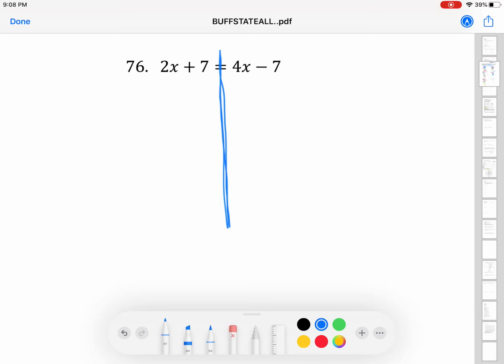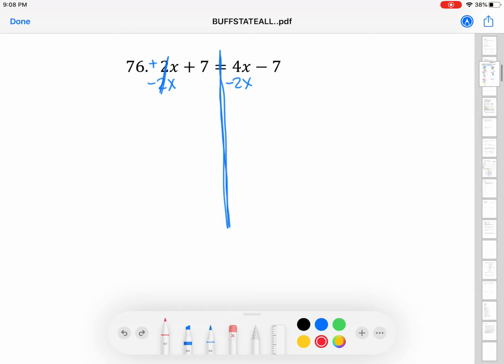Okay, last one for this page. There are a few more on the next page. I have the same setup. Again, I know it's a little annoying, but practice makes perfect. I have a 2x on the left side, 4x on the right side. I'm going to continue moving the smaller of them, which is the 2x. It is a positive 2x, so I'm going to subtract 2x from both sides.